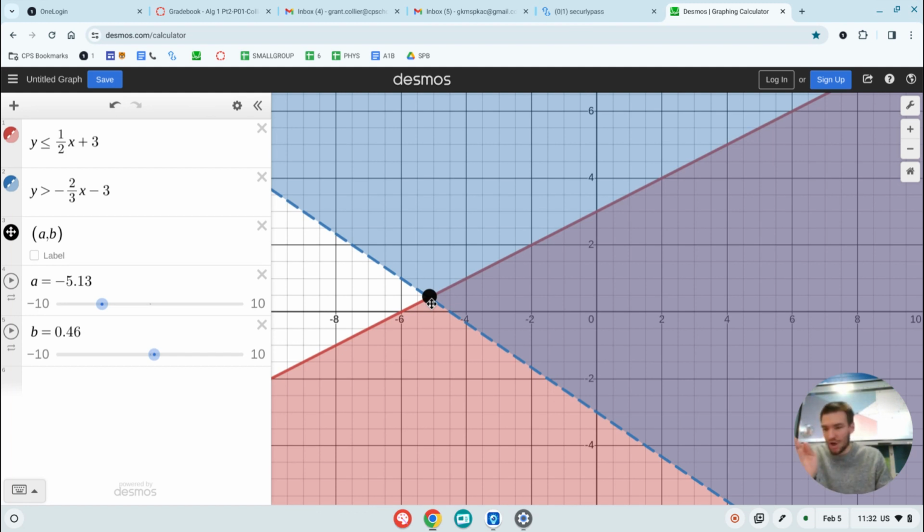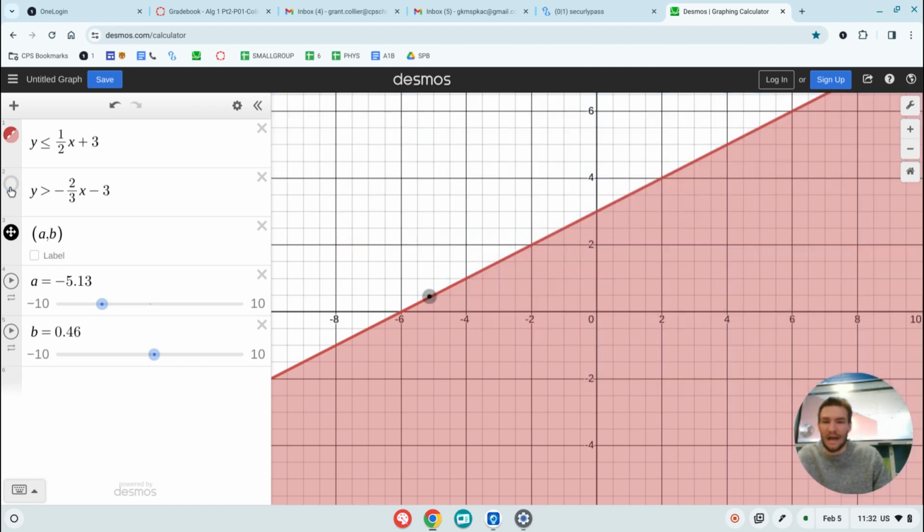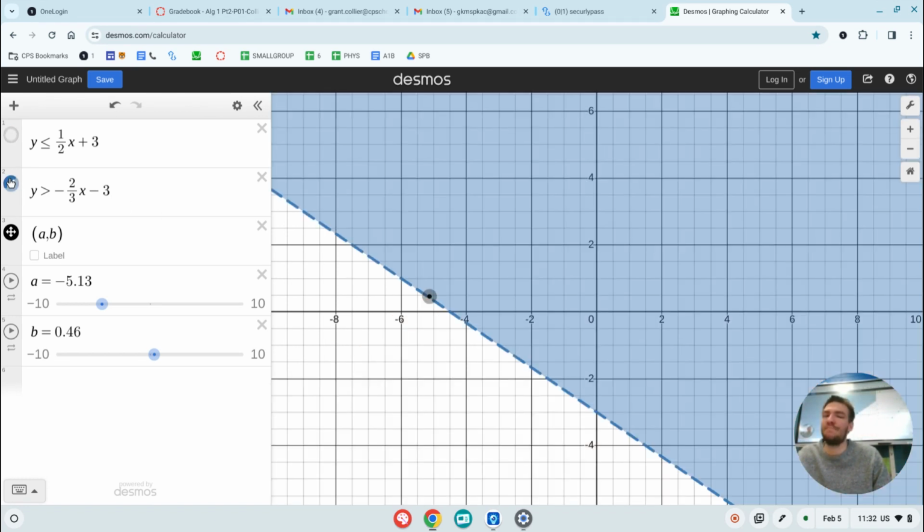I've heard yes, no, no, yes, and that's fine. I heard a whole bunch of people say a couple different things. Luckily, Desmos is super powerful, right? If I look at the red graph, is this a solution for red? Yes. If I turn red off and I turn blue on, is this a solution for blue? No. And remember, our solutions have to be solutions for both of them.